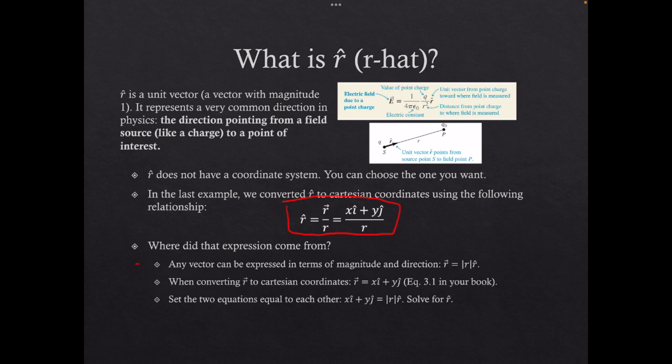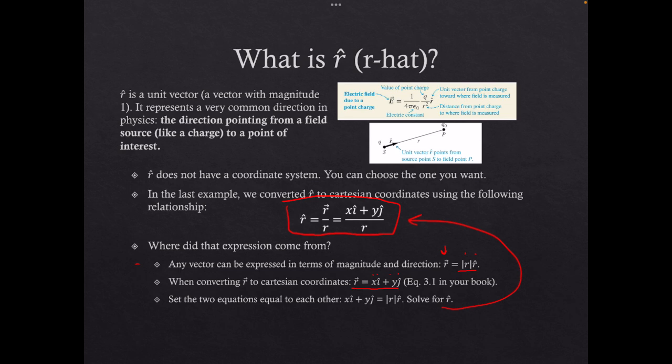So we know that any vector can be expressed in terms of magnitude and direction, so our position vector from chapter 3 can be expressed as the magnitude of r in the r hat direction, okay? We also know from chapter 3 that the position vector can be expressed in terms of Cartesian coordinates as x coordinate i hat, y coordinate j hat. We can set these two expressions equal to each other and solve for r hat. And that's how you get this right here, okay? So r hat is converted to Cartesian using that.